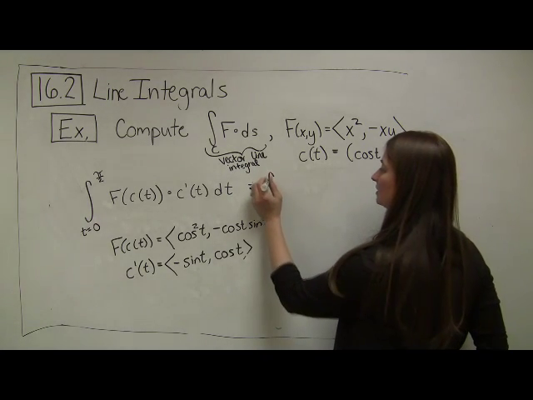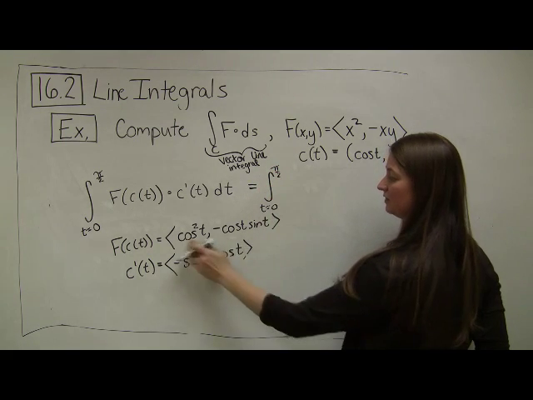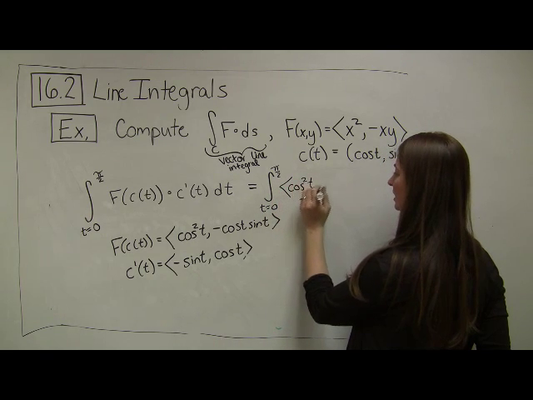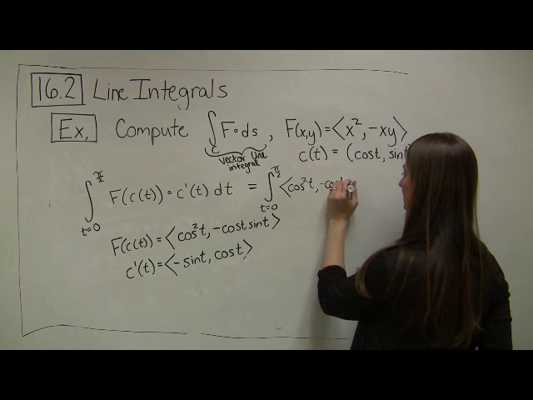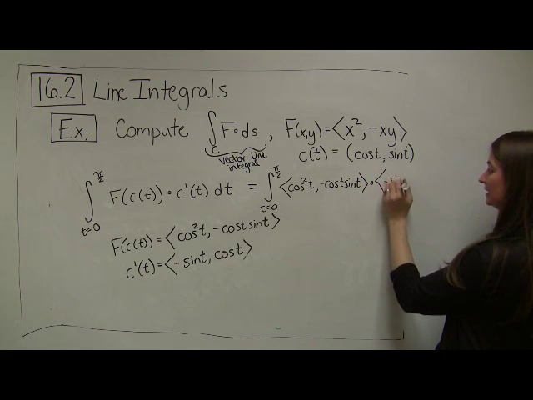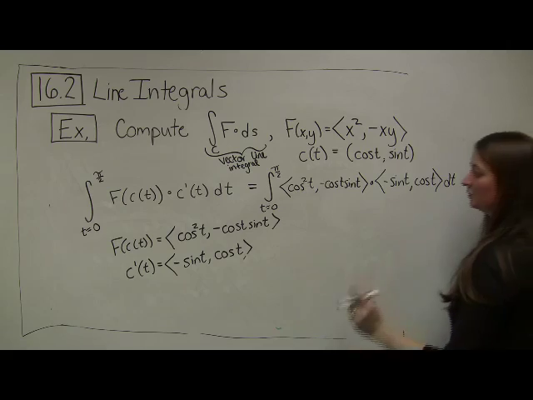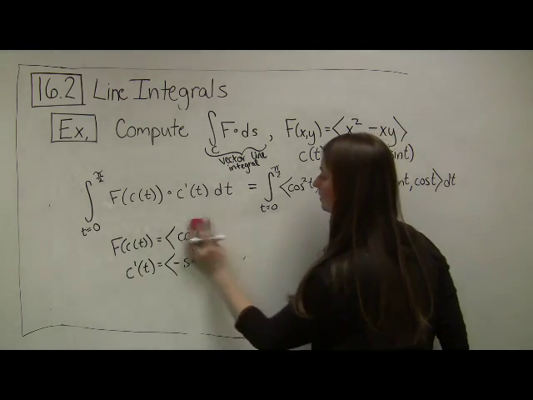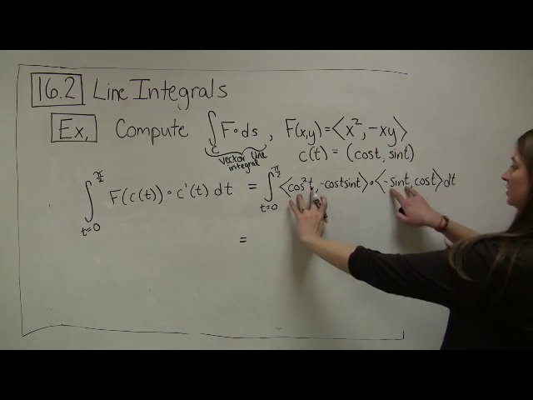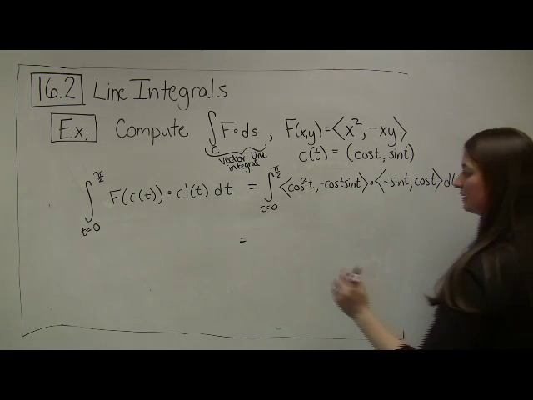And we'll see that this integral is going to be the integral from t equals 0 to pi over 2 of this vector dotted with this vector. So it's the vector cosine squared of t, comma, negative cosine t sine t, dotted with the vector negative sine t, cosine t, dt. Recall that for dot products, it's the first terms multiplied by one another plus the second terms multiplied by one another.